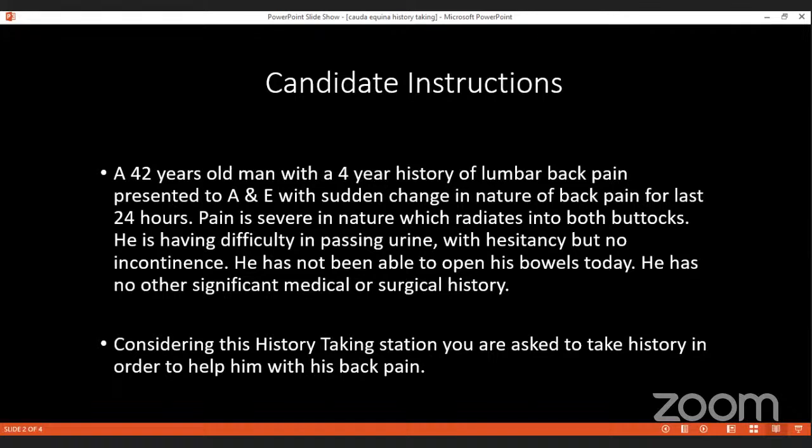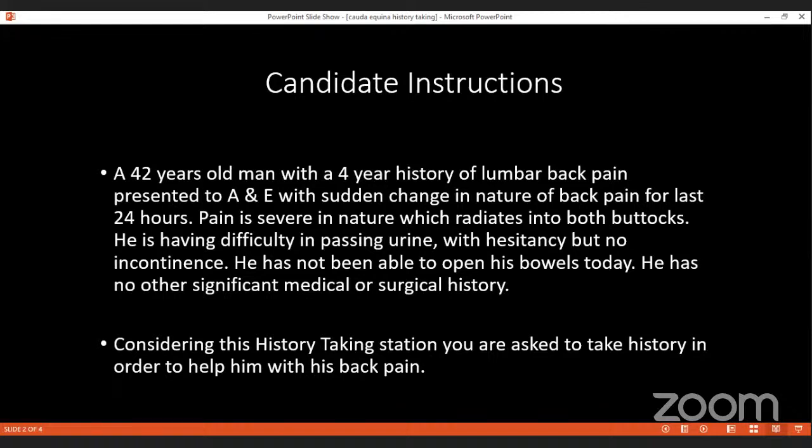So, doctor, I've been having a pain in my back. The pain started suddenly, and I've been feeling the pain for the past 24 hours, and it's very, very severe.